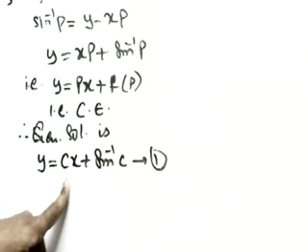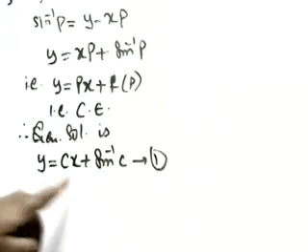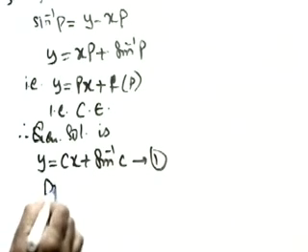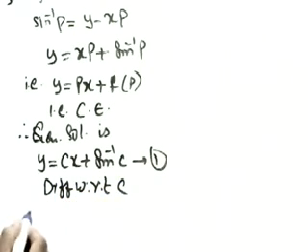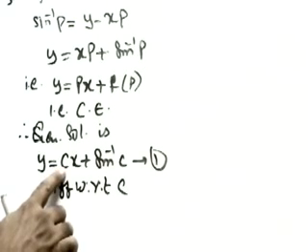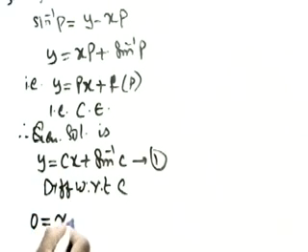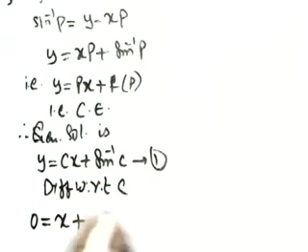Now for the singular solution, we have to differentiate this with respect to c. We have to find c and substitute in this value. So differentiate with respect to c. Here we don't have c in y, so it will become 0. d/dc of cx will be 1 into x, which is x.